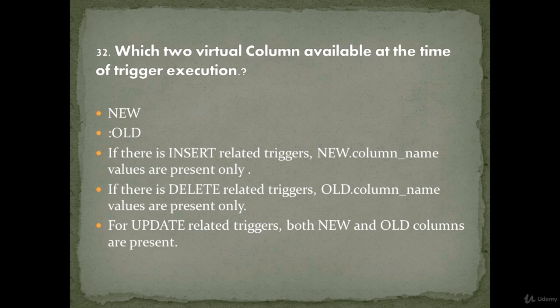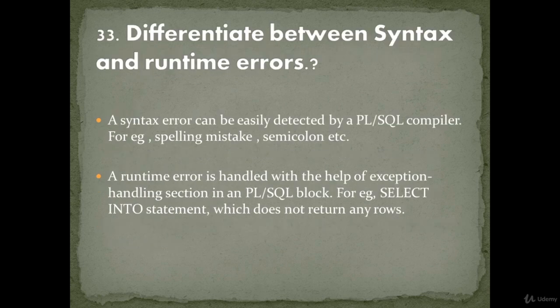Which two virtual columns are available at the time of trigger execution? First new, second old. If there is an insert related trigger, new dot column values are present only. If there is a delete related trigger, old dot column name values are present only. For an update related trigger, both new and old columns are present. Difference between syntax and runtime error.